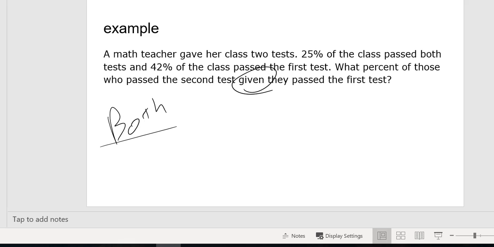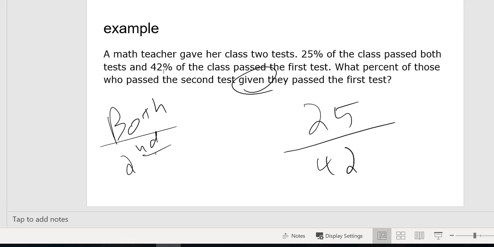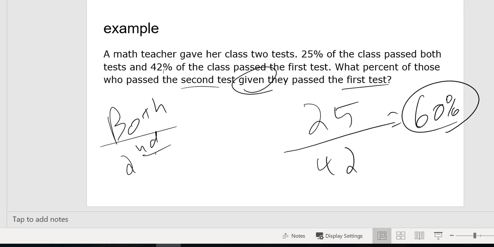Top number is if both events occur. Bottom one is the second event. So both events is if they pass the second and the first one. How many people pass both of them? That's 25%. And then what is the percent of people passing the second one? Well, that's 42. And the smaller number is always going to go on top. So 25 divided by 42, I'll say 60%. And there you go. So the top number is if both events occur, and the bottom number is always the second event being passed.